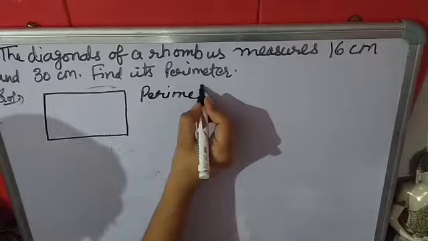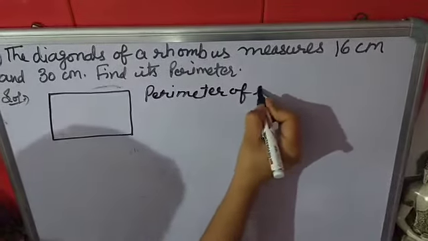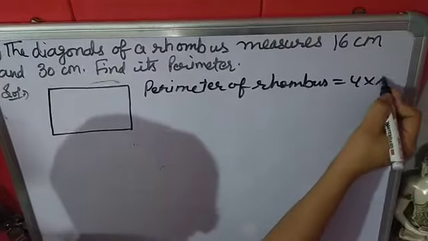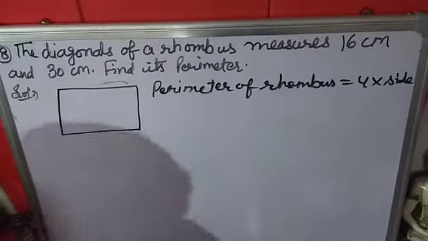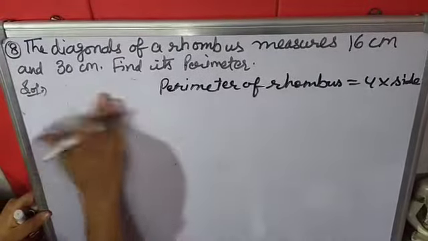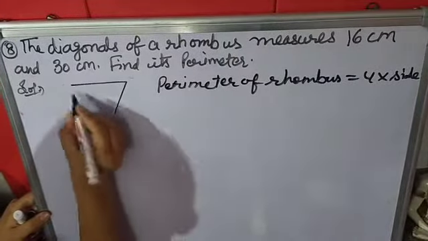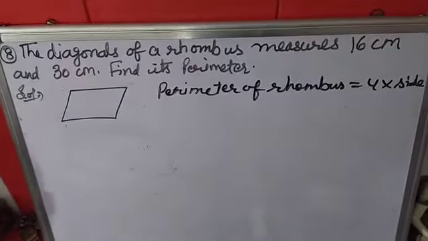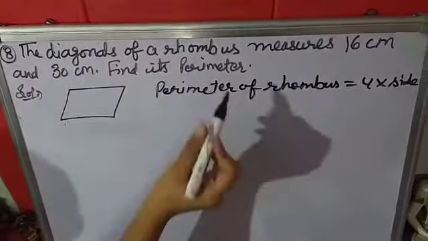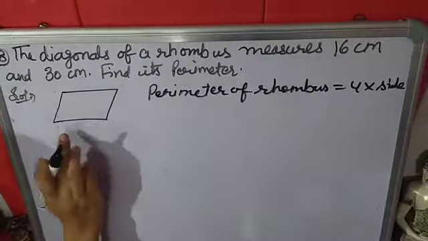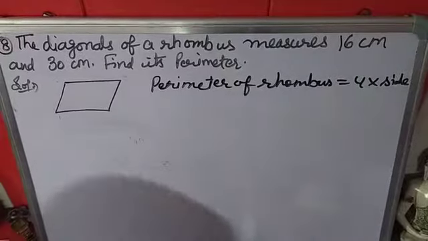What is formula of perimeter of rhombus? That is 4 into side. But we will draw like this, like a parallelogram. So this is the rhombus. Now he is saying the diagonals of rhombus measure 16 and 13 centimeter. I will make big figure.